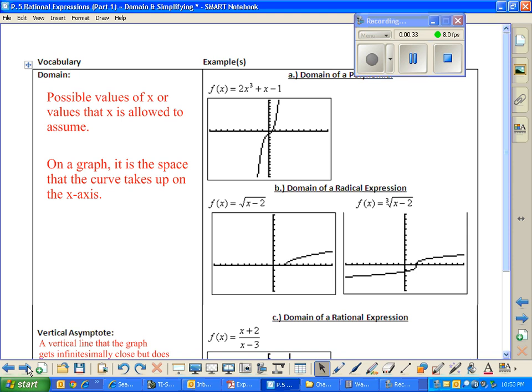You could also apply this graphically. I often like to describe domain to my students as just the space that a graph takes up on the x-axis, the horizontal axis. So on a graph, it is the space that the curve or line takes up on the x-axis. Domain is a statement that describes that.